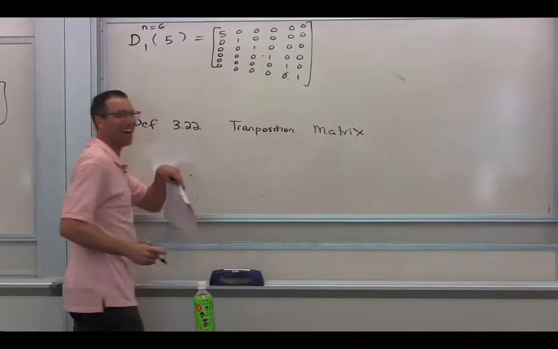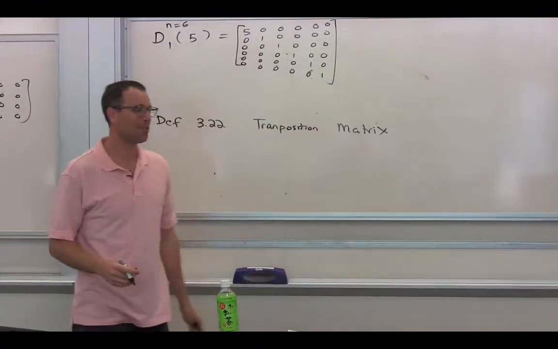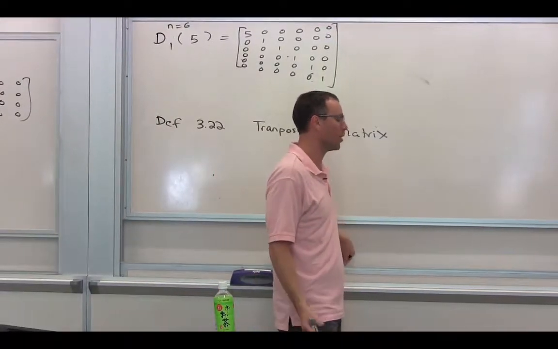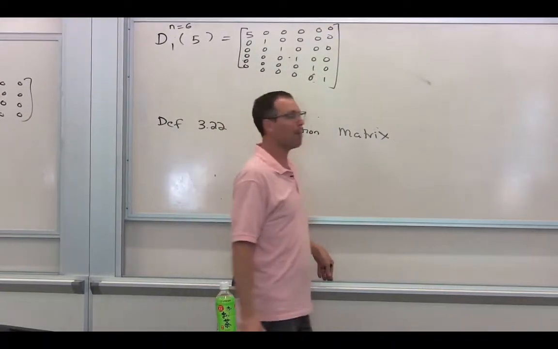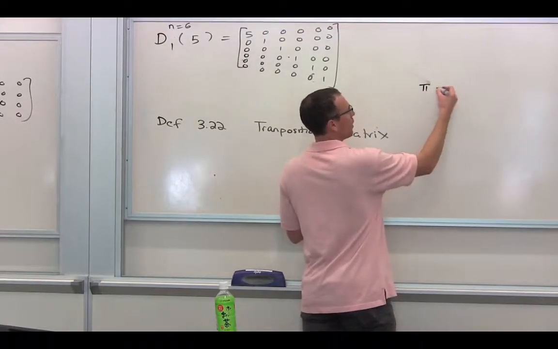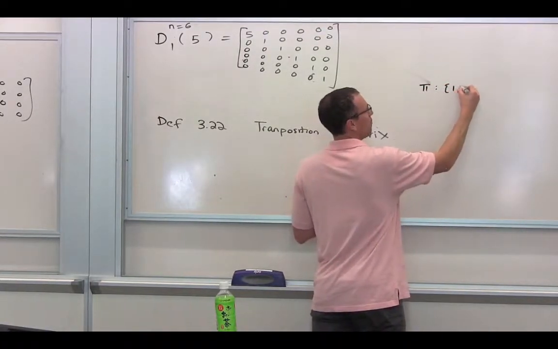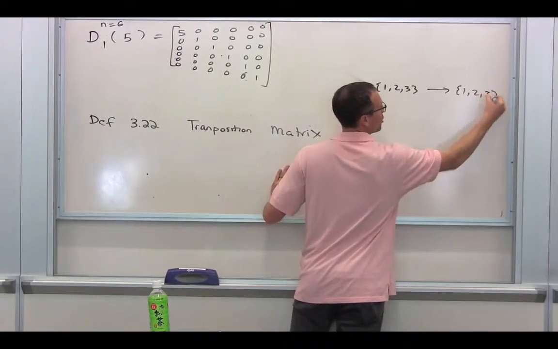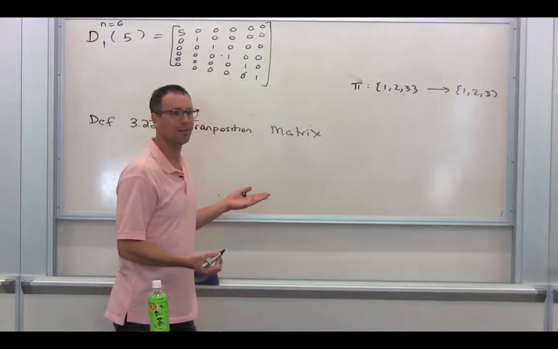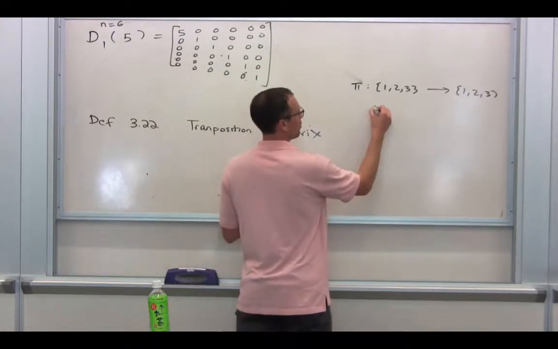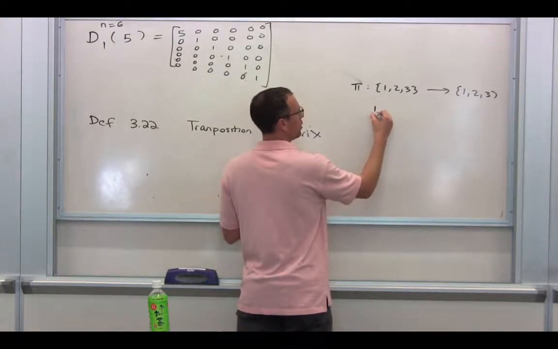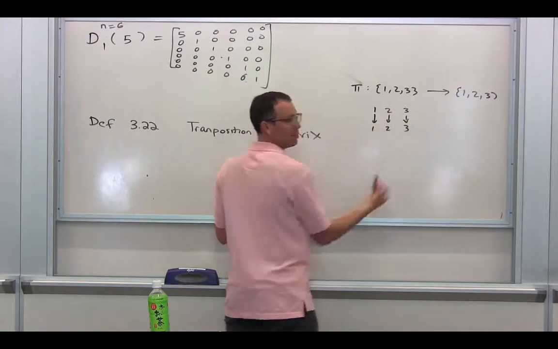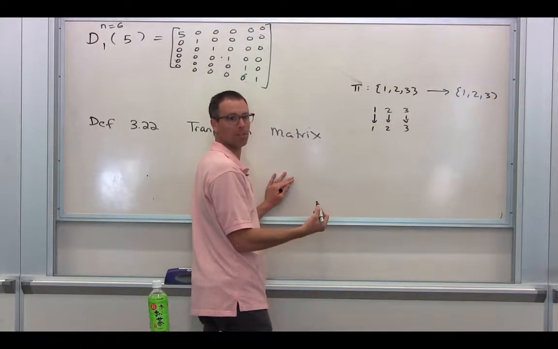I actually wrote a whole section on permutations. I don't teach it every quarter because we don't really need permutations until determinants. I'll do a quick crash study here. If I did permutations from this set to this set, a permutation is a bijective map, right? So here's a permutation: send 1 to 1, 2 to 2, 3 to 3. That's called the identity permutation.